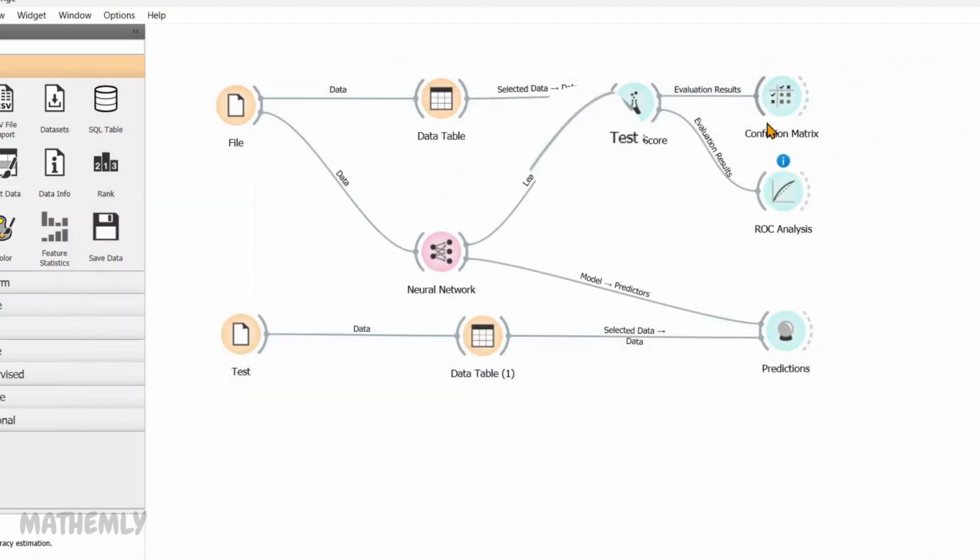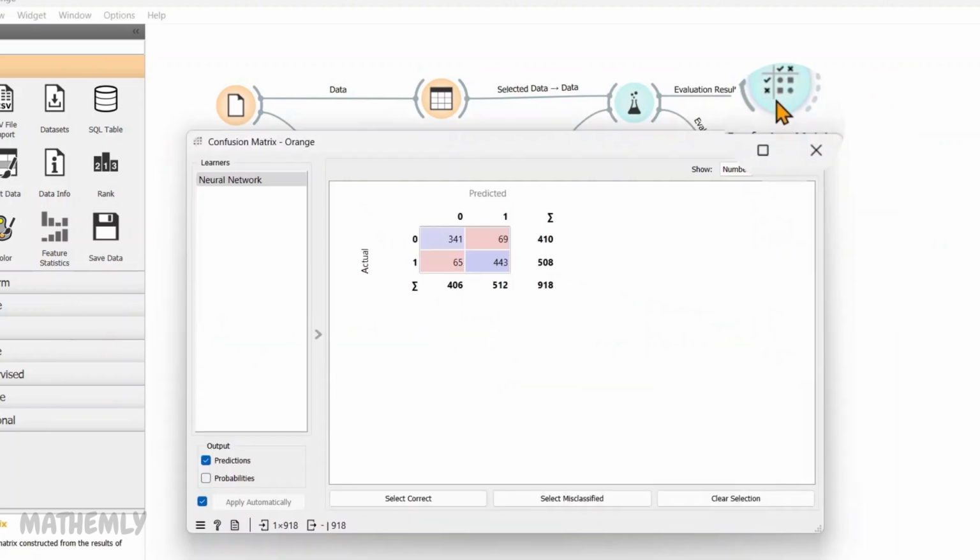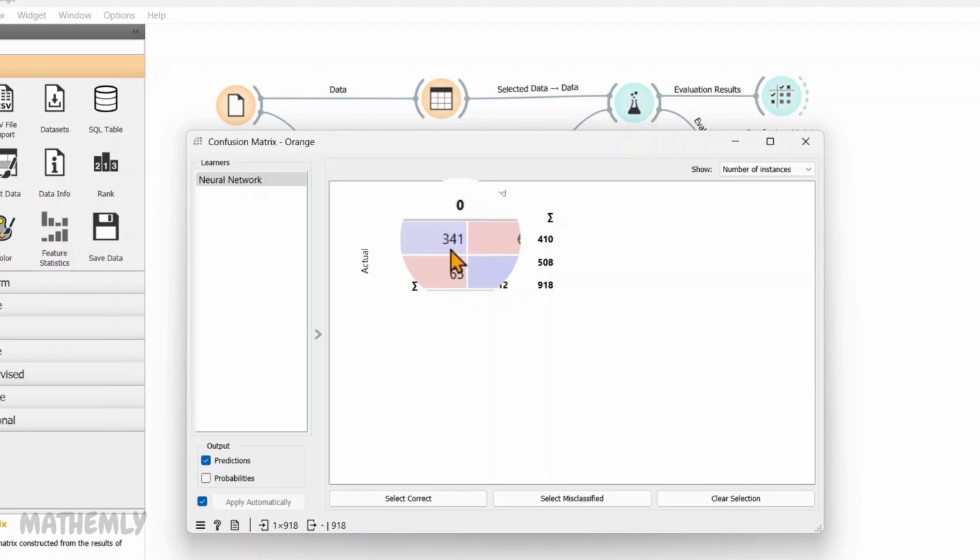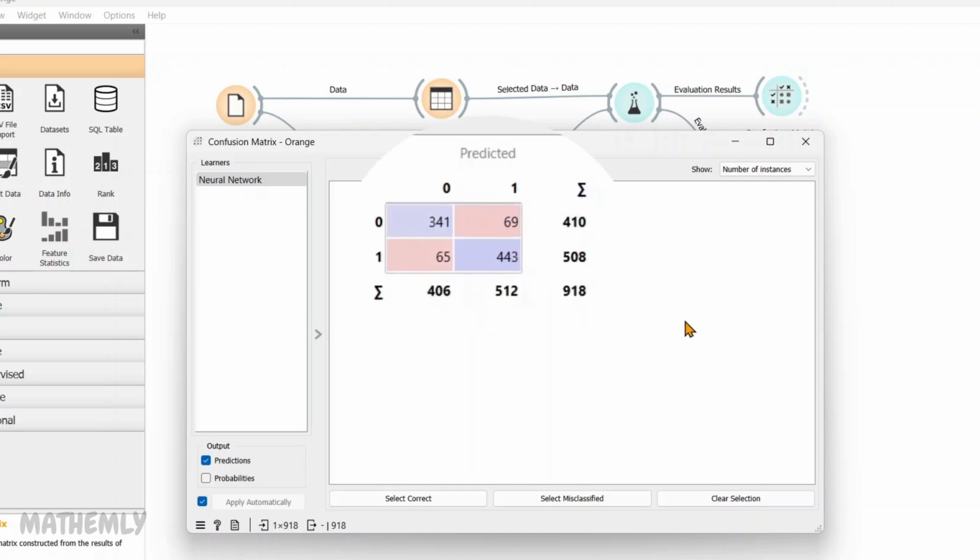Next, we look at the confusion matrix to see how well the model performed in classifying the two classes, 0 for no heart disease and 1 for heart disease. The model correctly predicted 341 out of 410 cases with no heart disease and 443 out of 508 cases with heart disease. There were 69 false positives where the model incorrectly predicted heart disease and 65 false negatives where it missed actual cases of heart disease.